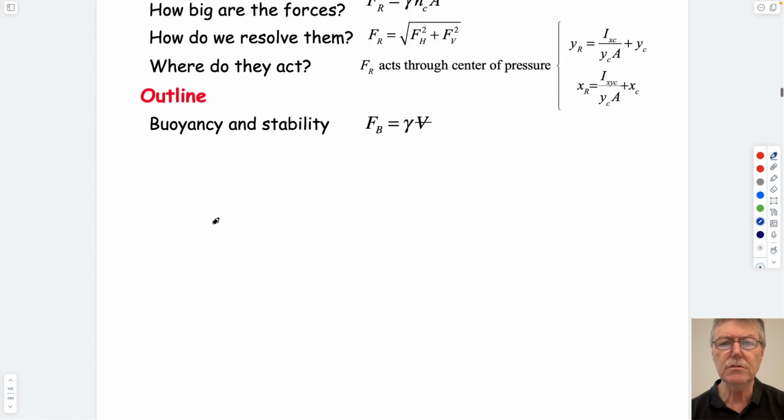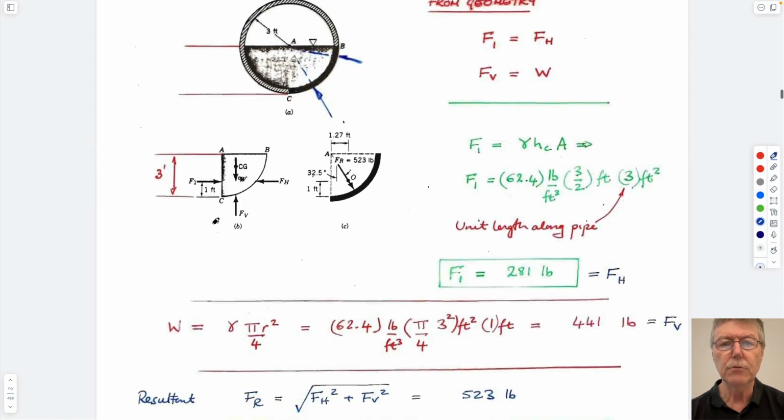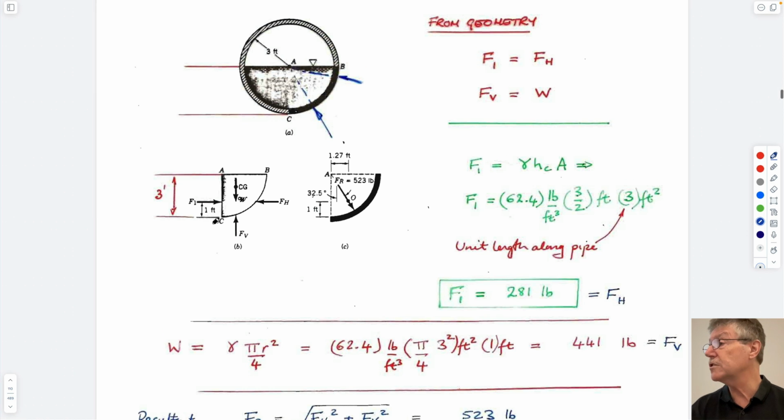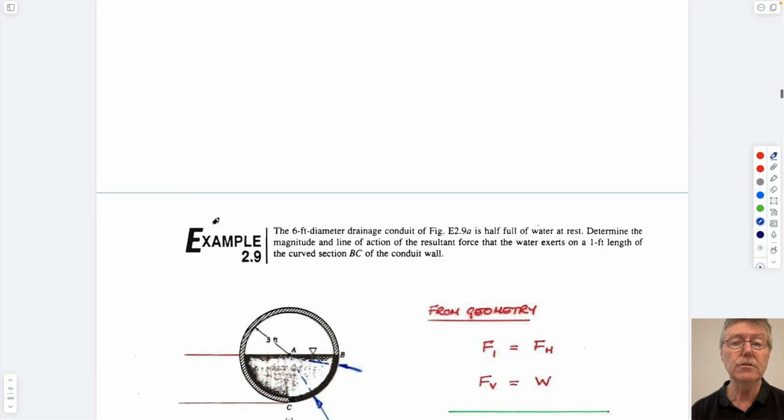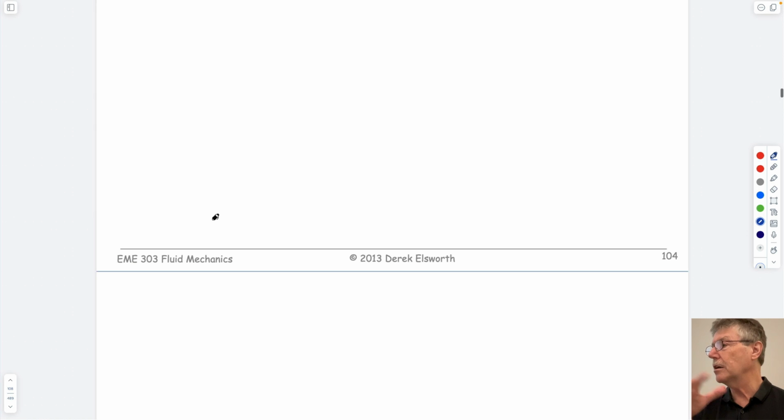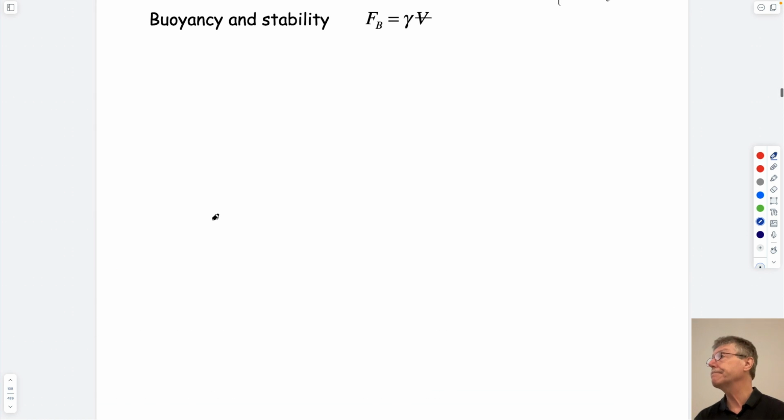Next time we'll do perhaps some more of these. We'll talk more about buoyancy. I guess we'll talk about curved surfaces and how to solve for those. And so we'll use some of the concepts from today to do that. Okay. Any questions?